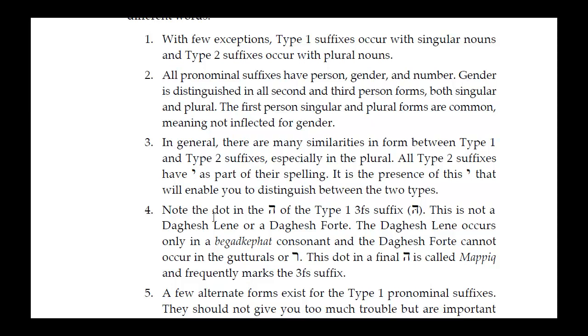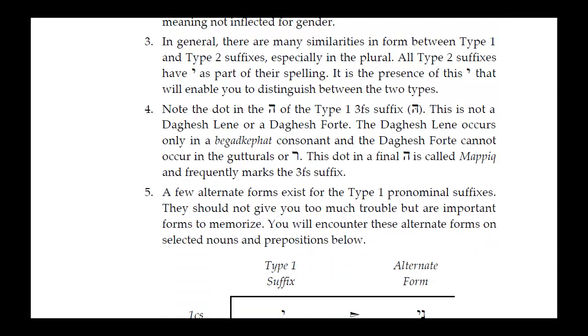Now, as we mentioned before, note that the dot in the hey of the type 1 third feminine singular, which is this hey with a dot in it, called a mapik, is not a Dagesh lene or Dagesh forte. Dagesh lene only occurs in begadkefat consonants, and Dagesh forte cannot occur in gutturals or resh. So this dot in a final hey is called a mapik and frequently marks the third feminine singular suffix, as I mentioned earlier. It means her whatever, her book, her house, upon her, or for her. As we get into the prepositions in a little bit, you'll see that.